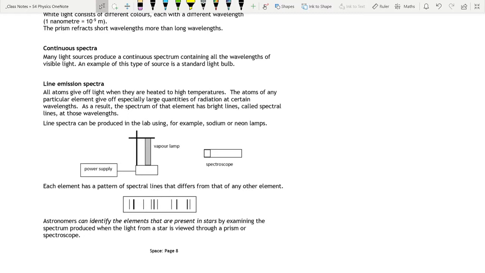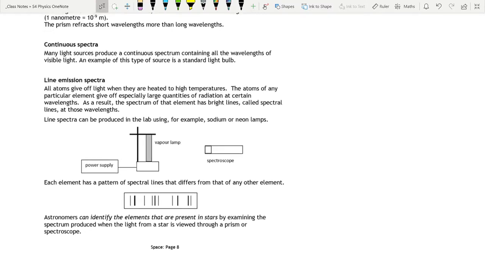We know that all atoms give off light when they're heated to high temperatures. The atoms of any particular element give off especially large quantities of radiation at certain wavelengths. As a result, the spectrum of that element has bright lines, called spectral lines, at those wavelengths. So they've got bright lines at certain colours, not all the colours, just certain colours.